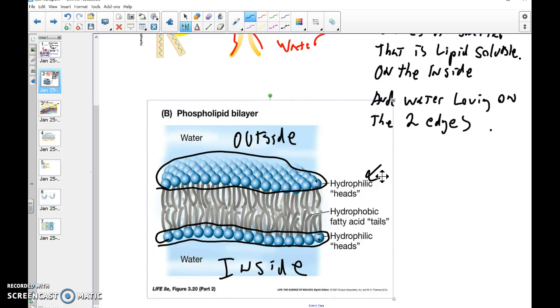But then what you have inside here with all these tails is a hydrophobic portion. Those fatty acid tails, the fatty acids are lipids. Lipids are not going to ever mix with water. And so what this does is this creates a situation where things that will mix with water hang out over here. Things that will mix with water hang out over here. But things that mix with water can't get through the middle. And so the bilayer becomes a barrier to entry. And that's what makes up the majority of the cell membrane.